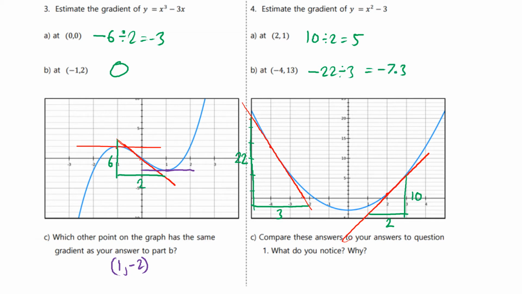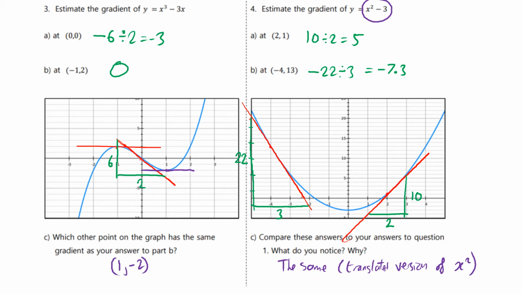Now, if we compare these answers to the answers in question 1, they should be basically the same. And the reason for that is if we think back to our graph transformations, x squared minus 3 is the same graph as x squared, just shifted down 3. So the gradients at those specific points, the steepness of the line at those specific points, will not have changed, because it's just a translated version of x squared. So there we go, gradients of curves. Just got to get the triangle out and figure it out.